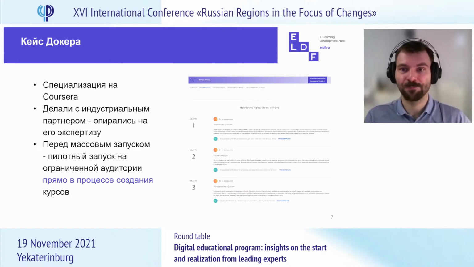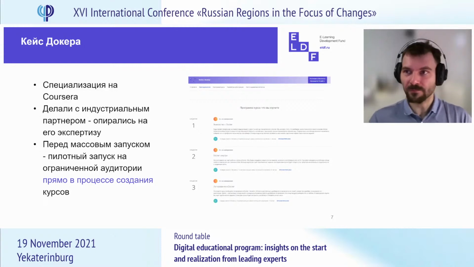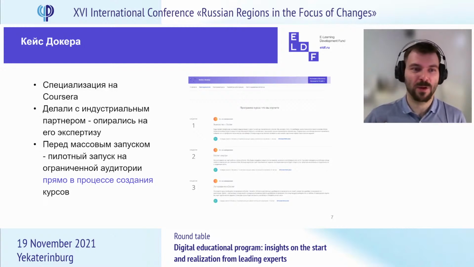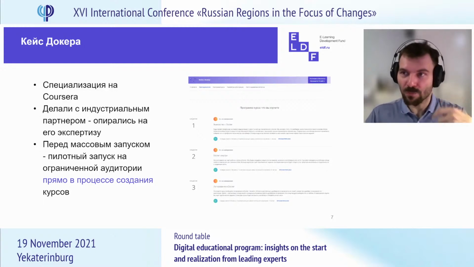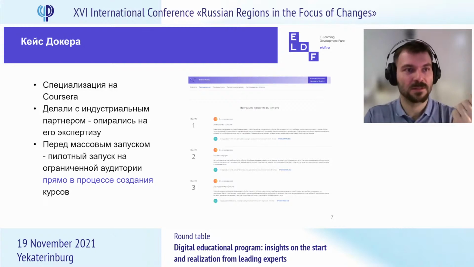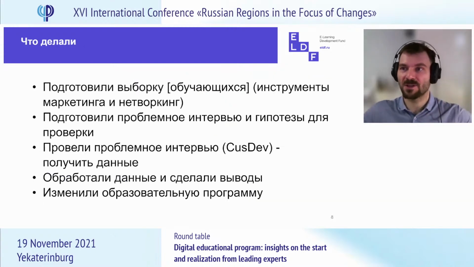So what we were doing, we have a specialization on Coursera. It's called Docker. We had an industrial partner, and the industrial partner definitely has expertise, and we trust them. So they said, we live in America, we have lots of customers, we have lots of sales, which means we are great. But before we launched this course on Coursera, and it's going live today, by the way, we did several pilot launches for certain audiences.